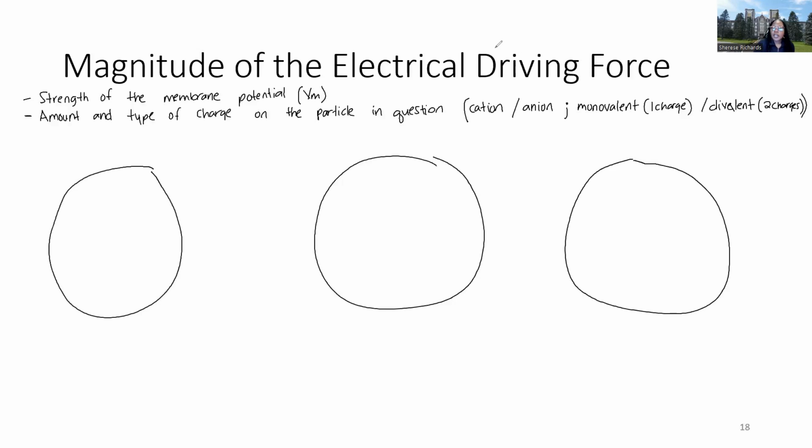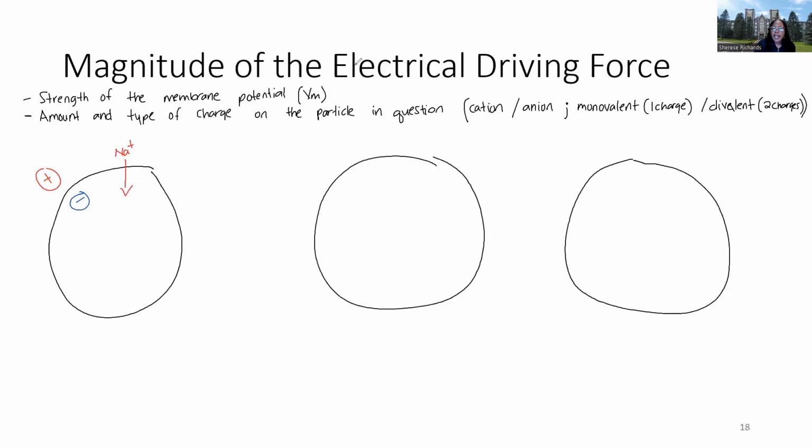So in our first scenario, we've got positive charge on the outside of the cell. We've got negative charge on the inside. And so if we think about a positively charged ion, a cation like sodium, its direction of movement will be to the inside of the cell, right? It's positively charged. It is a monovalent cation. And so it's going to simply want to move to the inside of the cell.